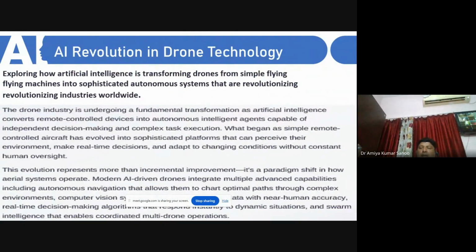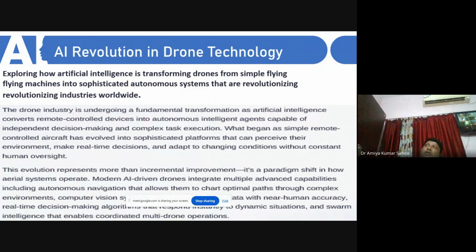What began as simple remote-controlled aircraft has evolved into sophisticated platforms which can perceive their environment, make real-time decisions, and adapt to changing conditions without constant human oversight. This evolution represents more than incremental improvement. It is a paradigm shift in how aerial systems operate. That is very, very important.